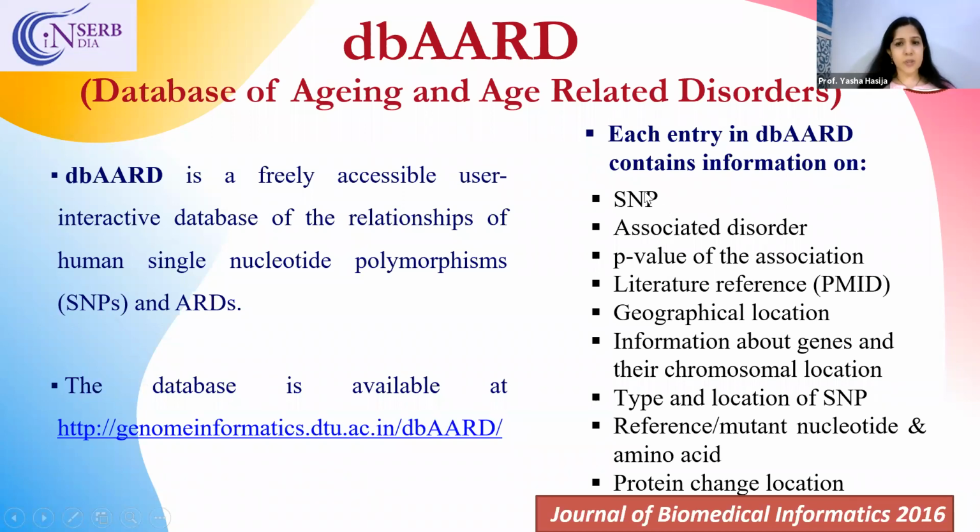Each entry in DBARD contains information on all these parameters. It contains information on the SNPs, the associated disorder, and the p-value. In addition to that, it has the literature reference, the geographical location, the information about the genes and their chromosomal location, the type and location of SNPs, the mutated and the original reference amino acid, and also, if it is an amino acid change, the change in the protein location, the protein change, what is the location, and what is the change in the amino acid. And this database was published in the Journal of Biomedical Informatics in 2016.